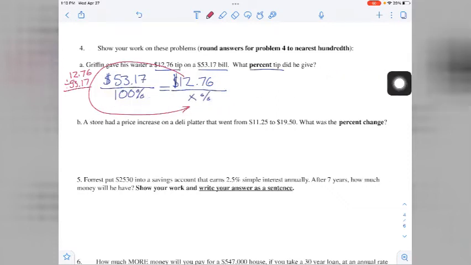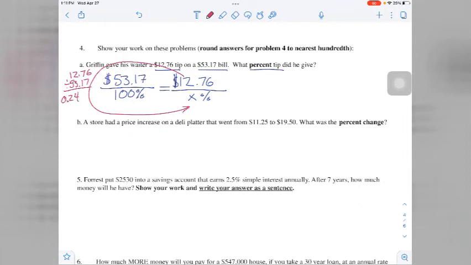And then I'm going to multiply the other side by the same thing. So when I type that in, 1276 divided by 53.17, I get 0.2399, 0.23998. I think it would probably be safe to get rid of all of that and just round it up to 0.24.